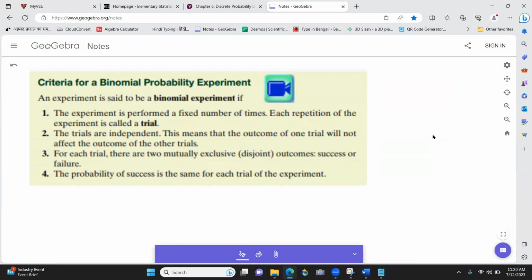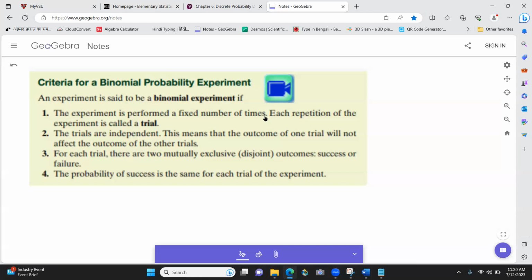What are some of the qualities of a binomial experiment? The experiment is performed a fixed number of times. In our case, it's 6, and each experiment is a trial. You're tossing a coin or rolling a die. That's the trial. The trials are independent. Your first 6 doesn't have any effect on your second 6 or third 6 or no 6. This means the outcomes of one trial will not affect the outcome of the other trials.